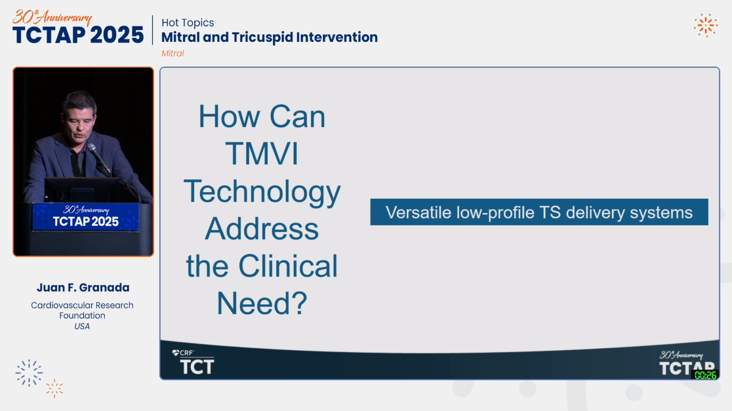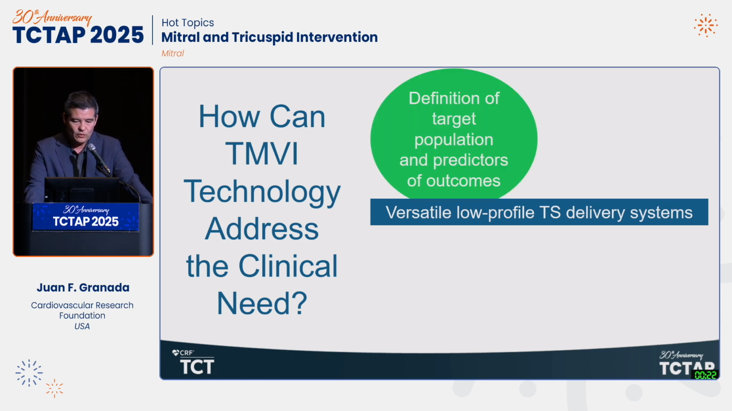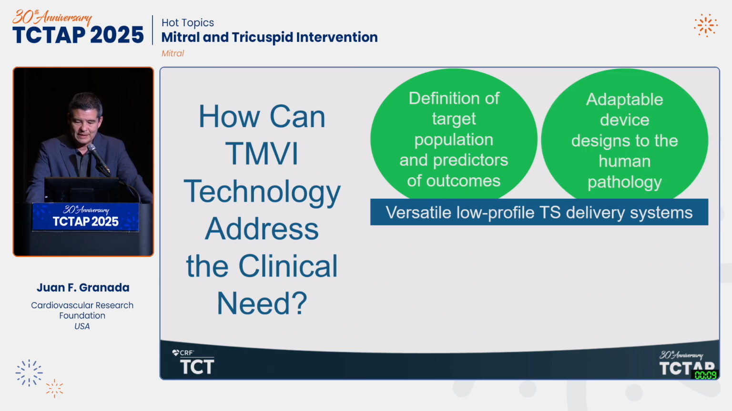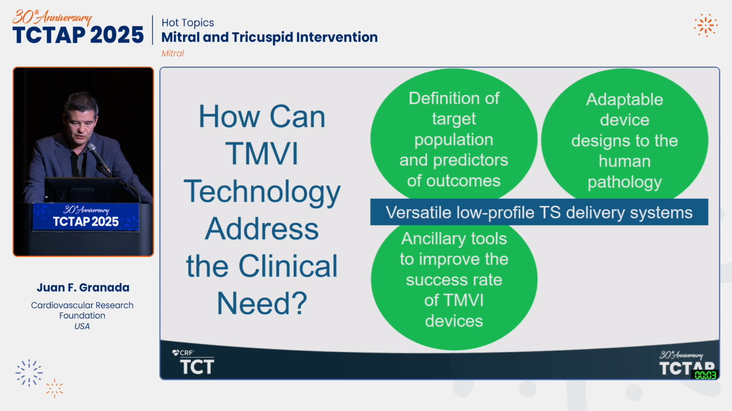I think that we all agree that versatile, low-profile transseptal delivery systems are the way to go. We need to do a better job defining the target population and predictors of outcomes, because not every single anatomy can be the recipient of every single technology. We need adaptable device designs for human pathology and to decrease the number of rejections that we see in these trials. We need ancillary tools to improve the success rate of TMVR devices.